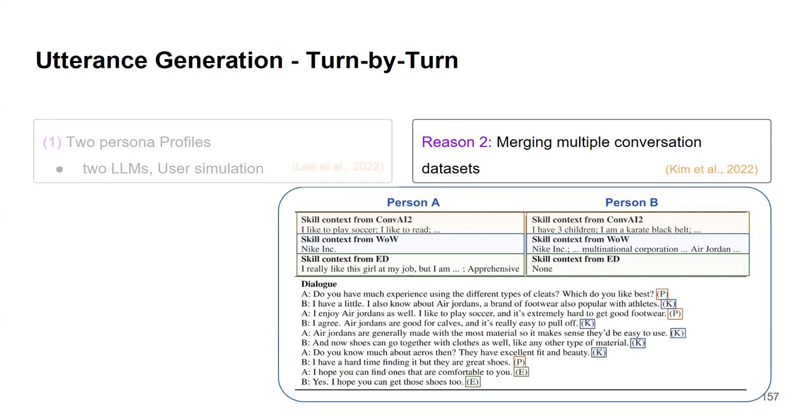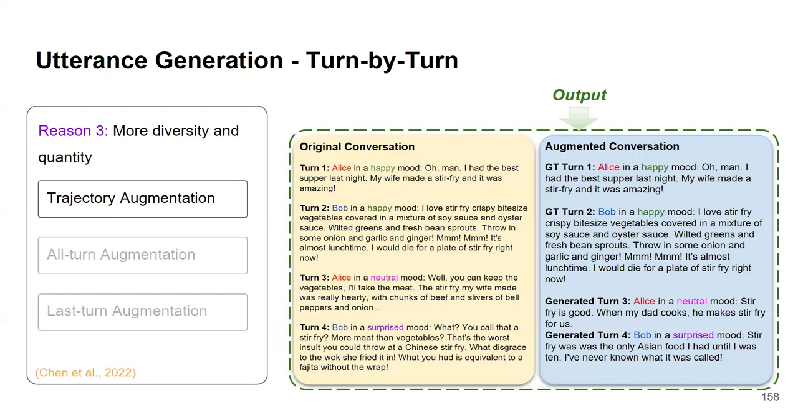Another way is generating a multi-skill conversation. A conversation that can talk about multiple skills is made by merging multiple conversations that are specific to one skill. So in this setting, for generating each turn, we need to check the dialogue history and check which dataset can be used for generating the next step. So here also one uses the turn-by-turn approach. And the last reason is increasing the diversity and the quantity of the data. By using turn-by-turn, different scenarios can be defined.